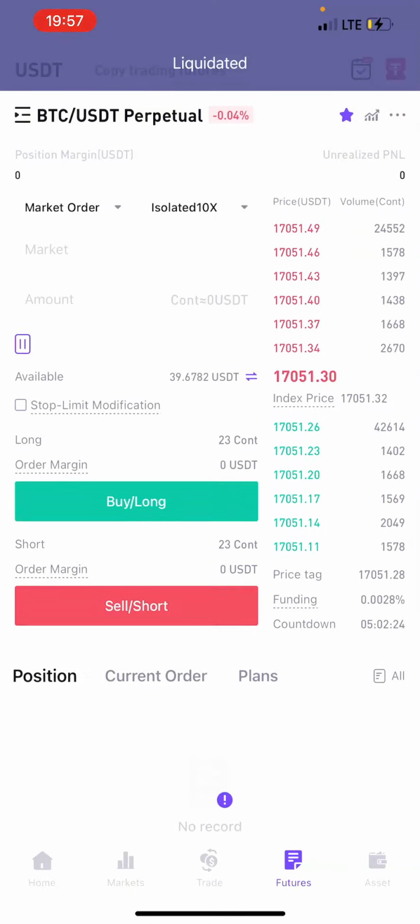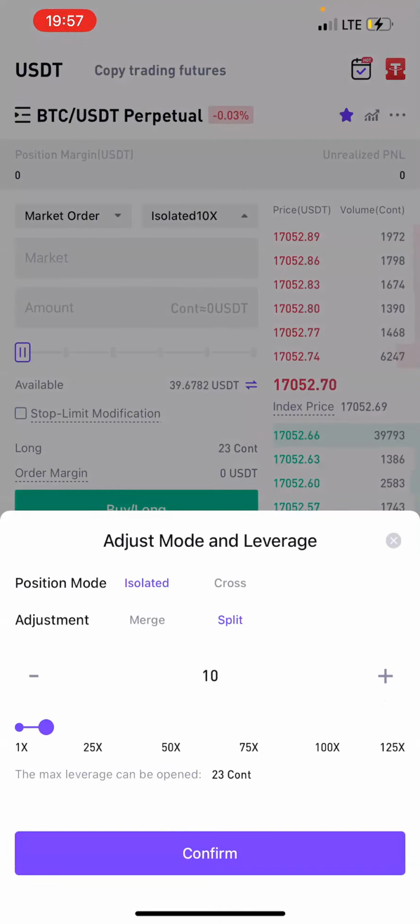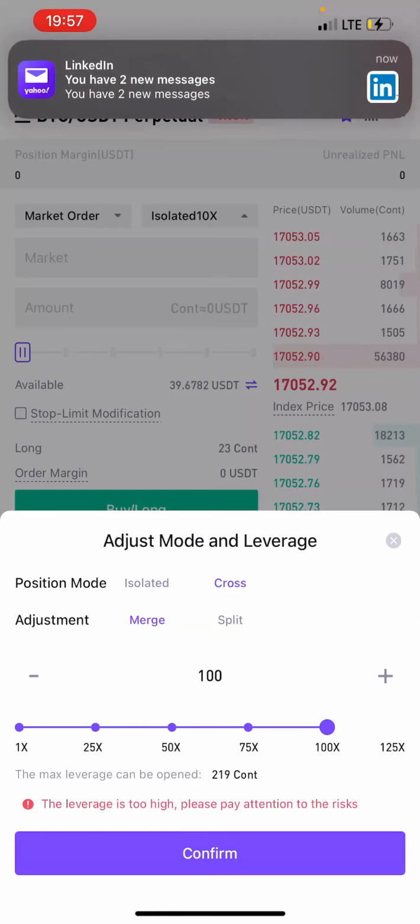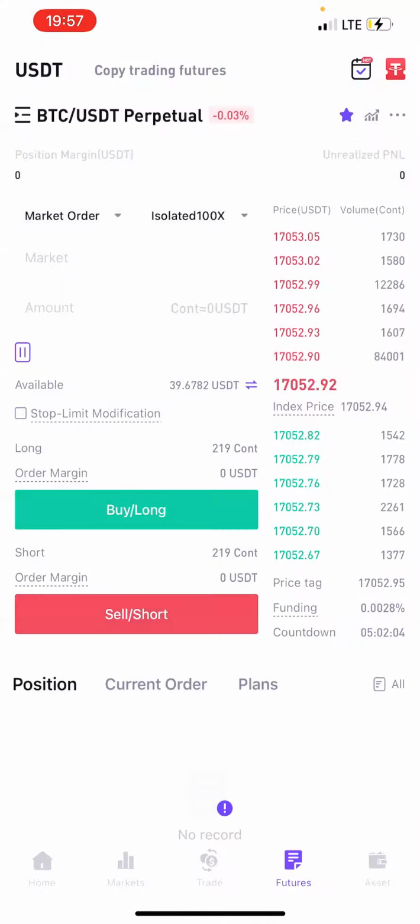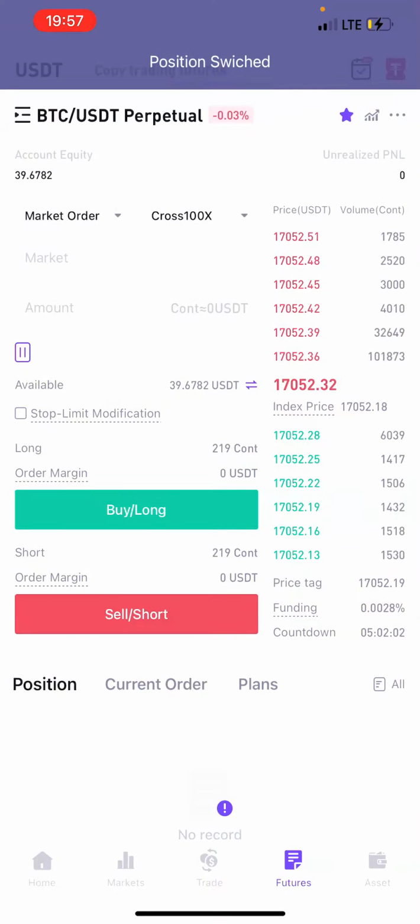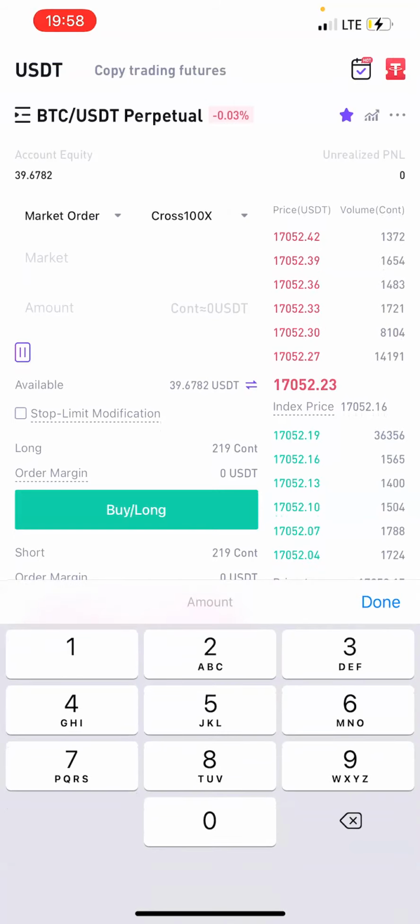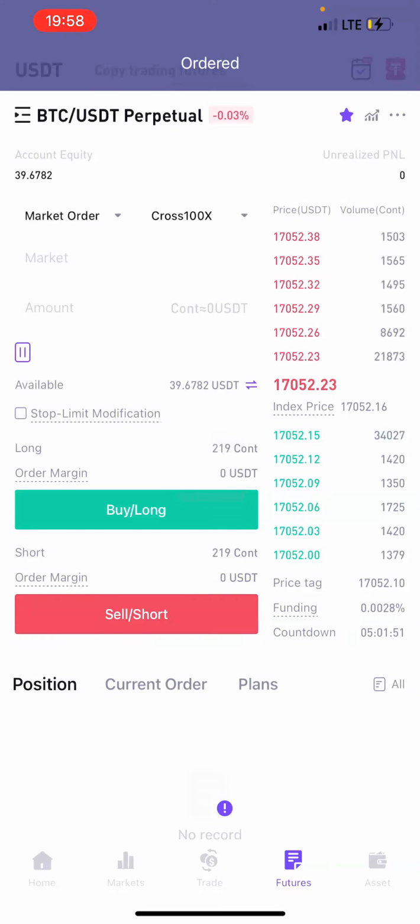I've just closed the market. Now I'm going to change the isolated to cross, then make it merge, and increase the leverage to 100x. All right, so this is 100x leverage, so I'm going to confirm this. I've just confirmed this now. I'm going to enter the market with just 1% of my trading capital, or just $1. So this is $1, and I'm going to long the market now.